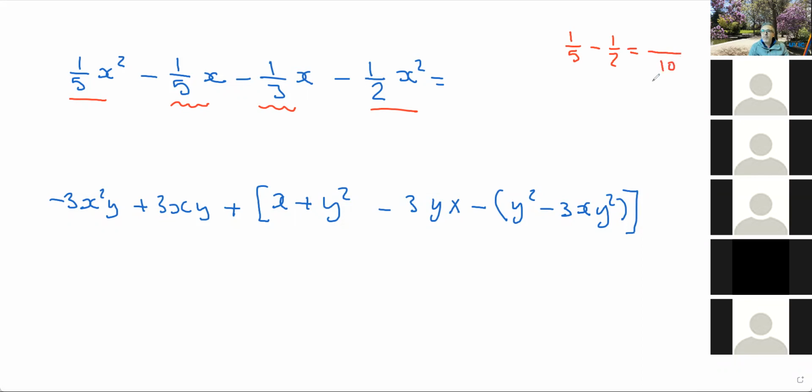10 is the lowest common denominator. So that gives you 2 minus 5. And you will get -3/10. So it will be -3/10 x squared.